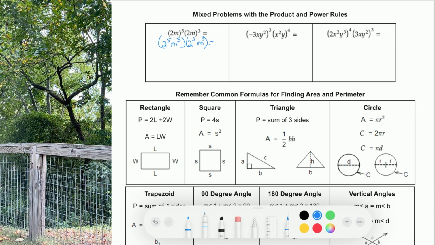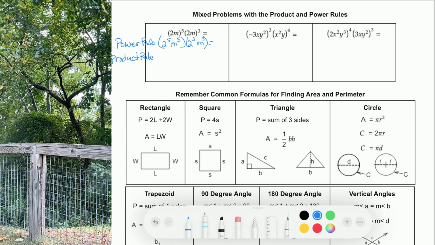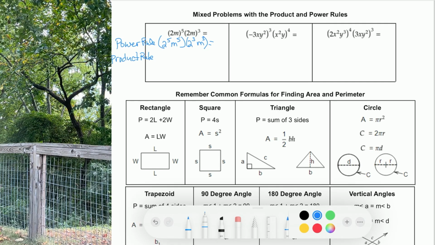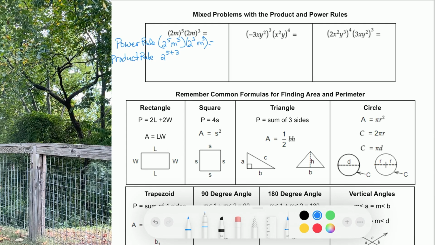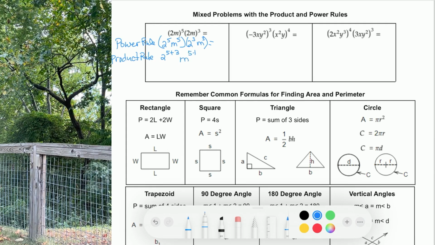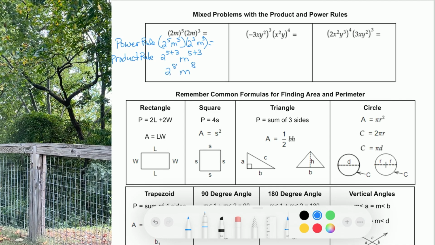Now I'm going to use my product rule, okay? So this was the power rule to get here. Now we're going to use our product rule. And this is why I said it's really important to truly memorize what these rules are, because you're going to need to know when to use which one and not get them confused. So now we're going to use the product rule, which says 2 to the 5th power plus 3, because I'm combining my 2. And then I have m to the 5th power plus 3. And that becomes 2 to the power of 8, m to the power of 8. And that problem has now been simplified down.